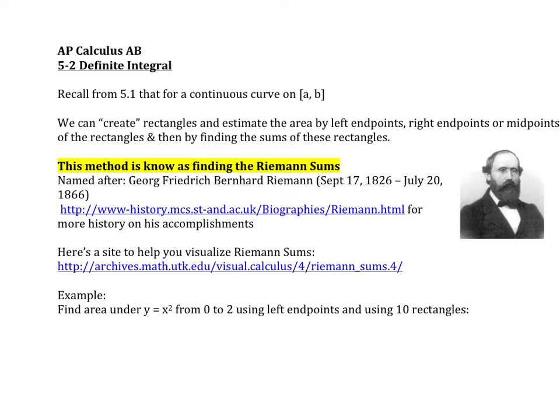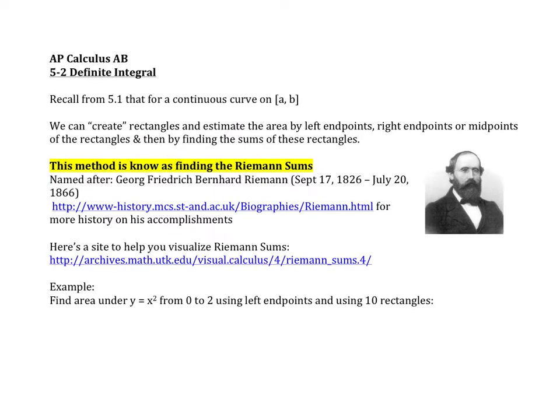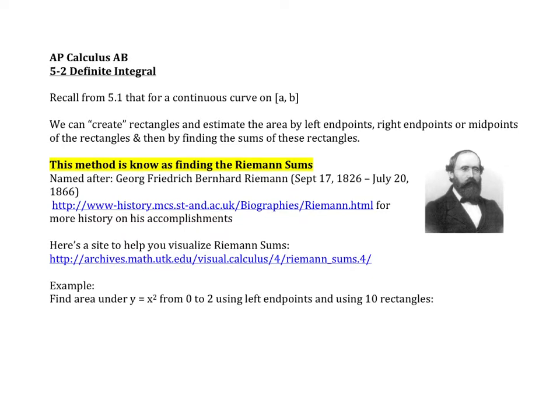Alright, so if you take a look back at 5-1, we can make those rectangles on a continuous curve from A to B with left endpoints, right endpoints. I haven't covered midpoints, I'll do that today. And we have other techniques as well. We can find the area of each of those rectangles and then determine what the area under the curve is. This whole process, by making these rectangles, is known as Riemann sums. Some pronounce it as Riemann, but I'll go ahead and say Riemann. So these are Riemann sums.